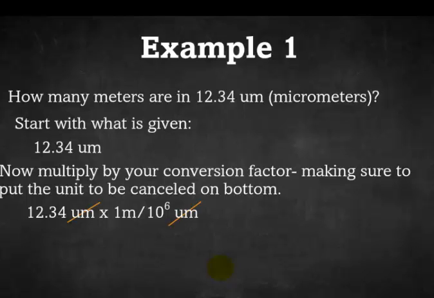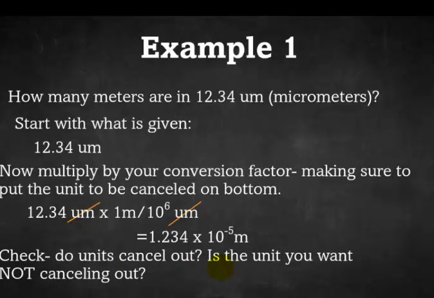Then it's just a matter of going 12.34 times 1 divided by 10 to the 6th. And we get 1.234 times 10 to the negative 5th. The last thing we want to do is check to make sure our units come out correctly. If they come out correctly, then we did it. Then as long as we use the correct numbers in the equivalency, we did the problem correctly.